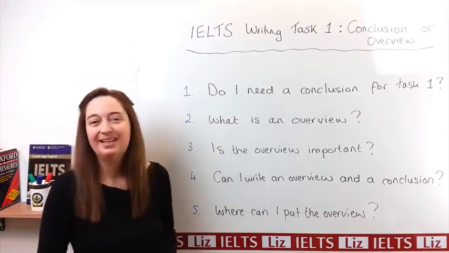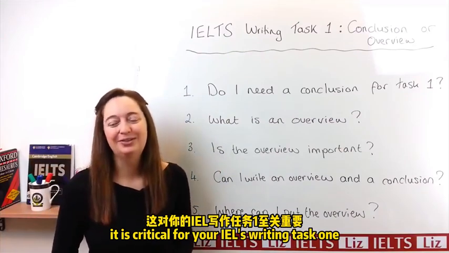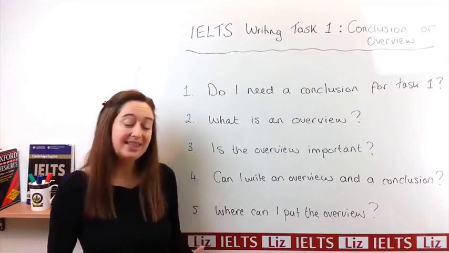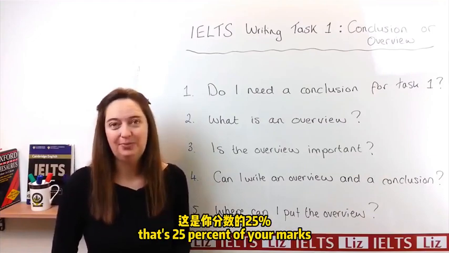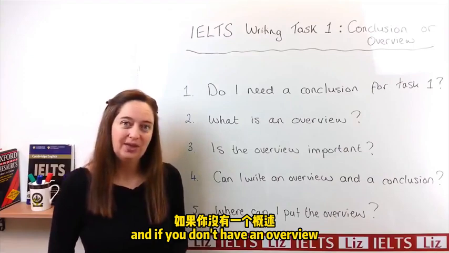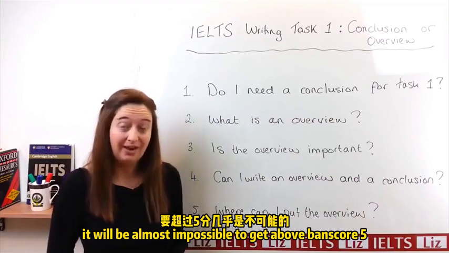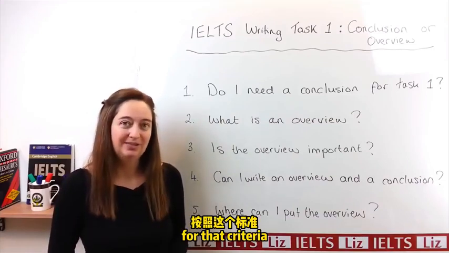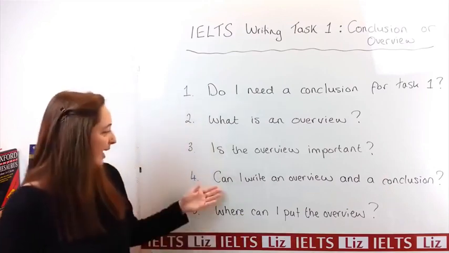Is the overview important? It is so important. It is critical for your IELTS Writing Task 1. This is for the criteria task achievement. That's 25% of your marks. And if you don't have an overview, it will be almost impossible to get above band score 5 for that criteria. So very important indeed.